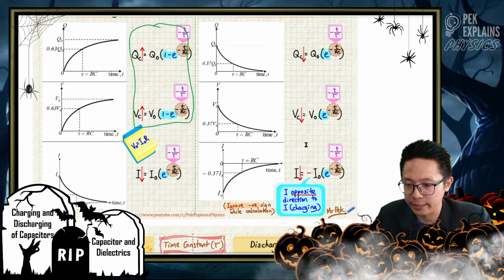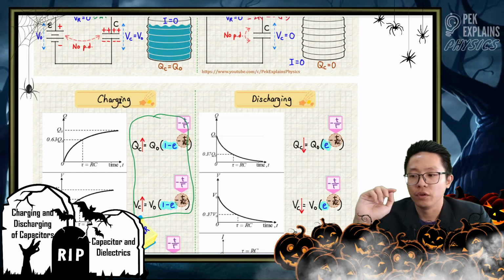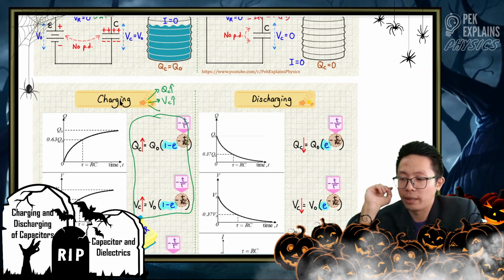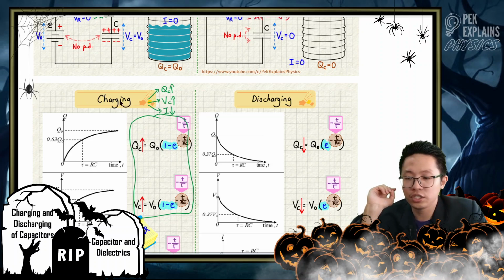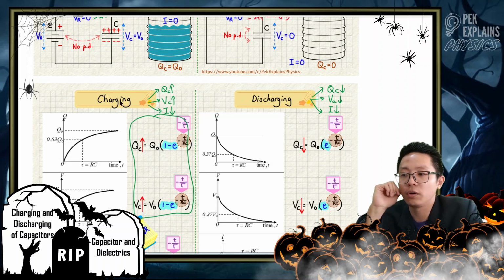Now I want you to look at one more thing. This is a very easy way to remember. If you want to remember the equation for each process, for the charging process, we know that the charge increases, voltage increases, but the current decreases. And for the discharging process, the charge of the capacitor decreases, the voltage of the capacitor also decreases, and the current also decreases. So what's the formula?